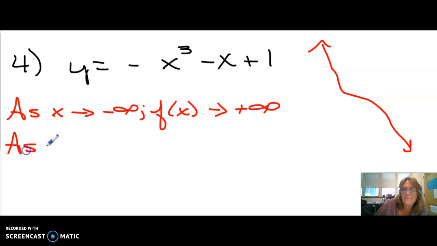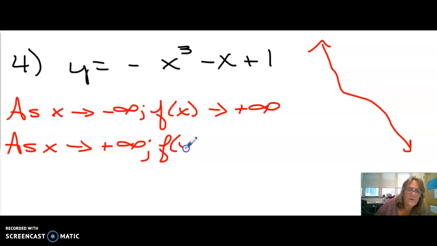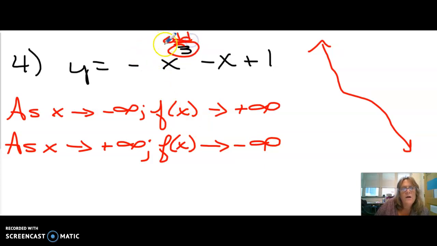As x moves to the right, so as x approaches positive infinity, what is the end of my graph doing for y? So f of x is moving downward, so it's approaching negative infinity. Largest exponent was a 3, that's an odd number. Odd starts with O, opposite starts with O. So there you go for the end behaviors of your functions.